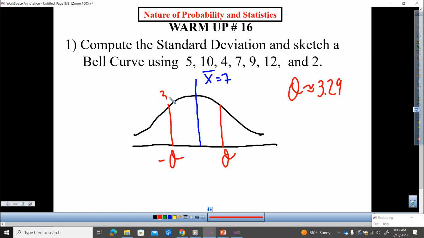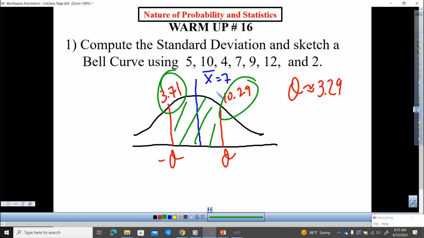So this is 3.71 and this is 10.29. So the normal range for our bell curve is from 3.71 all the way to 10.29.